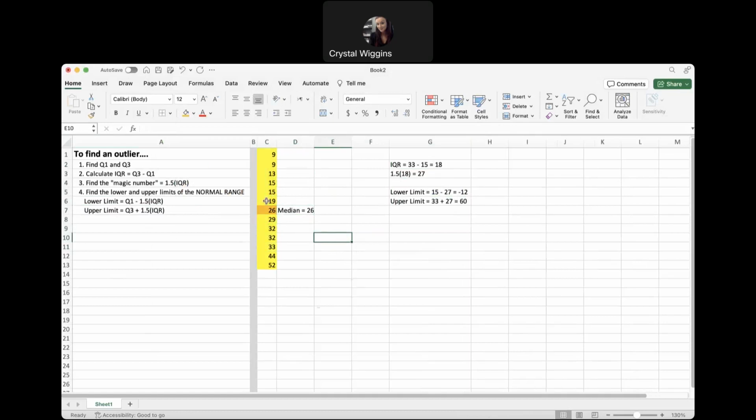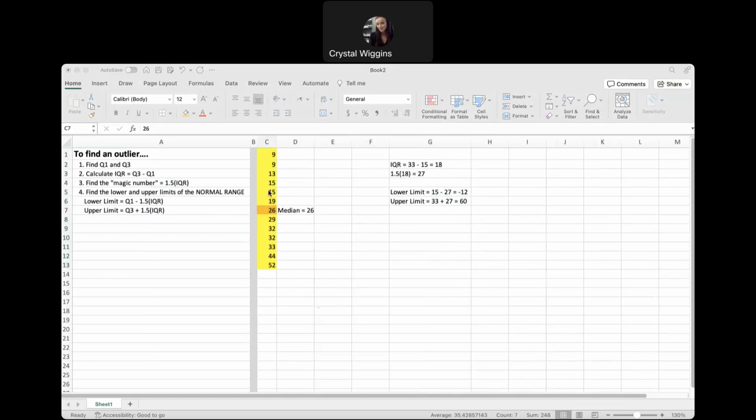Now for Hawkes, they want you to ignore the 26 and use 9 through 19 to find Q1 and 29 through 52 to find Q3. In Our Guru, they use the inclusive method and they include 26 in the top half and they include 26 in the bottom half. And that's why the answers can come out different.